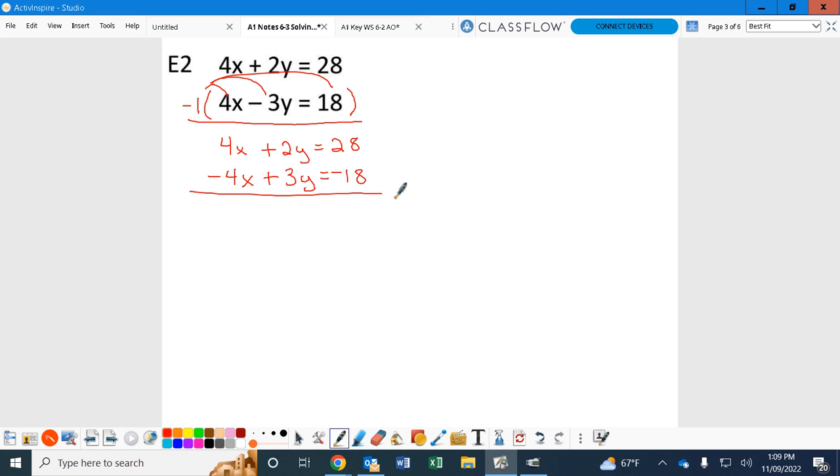Now does one of your variables cancel out? Which one? That would be the x's. So when you combine your y's, 2y plus 3y is going to be a total of 5y equal to, and what is 28 minus 18? 10. From there we divide both sides by 5, and y equals 2.